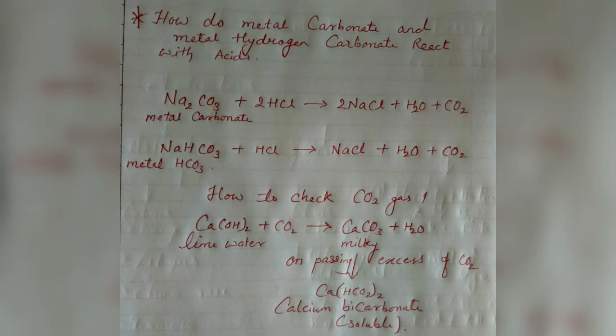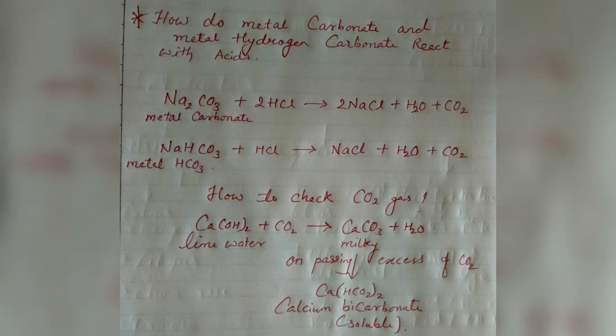Now, as we check the hydrogen gas, here carbon dioxide is liberated. Can we check the carbon dioxide gas? Yes, we can. How will we come to know? Dear students, we have to pass the carbon dioxide into lime water. What is lime water? Lime water is nothing but calcium hydroxide solution. It is a little bit clear solution, and when we pass the carbon dioxide, we get CaCO3, that is calcium carbonate.